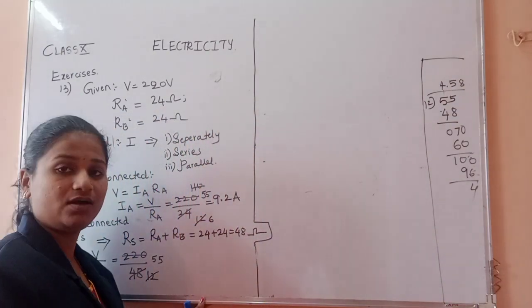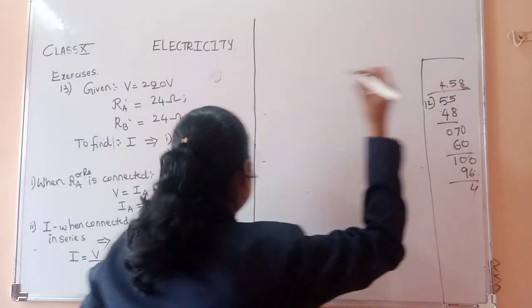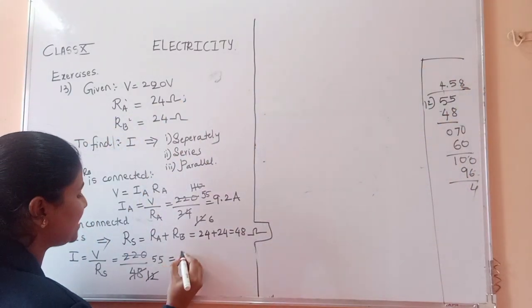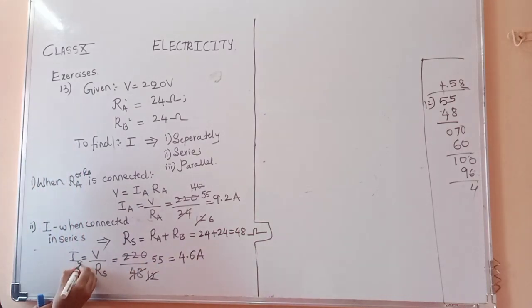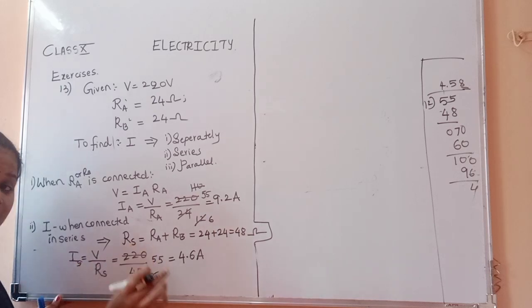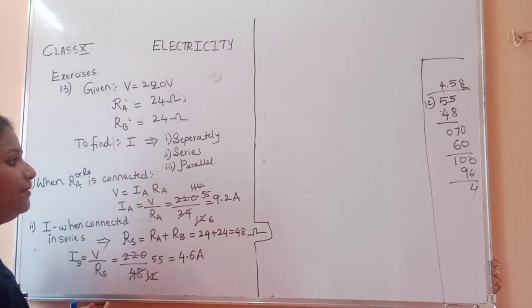You will get 4.58. So here, as it is greater than 5, we can take it as 4.6 ampere. 4.6 ampere when connected in series. So the current when resistors are connected in series, IS, is 4.6 ampere.